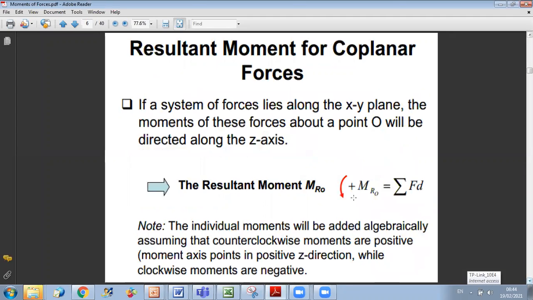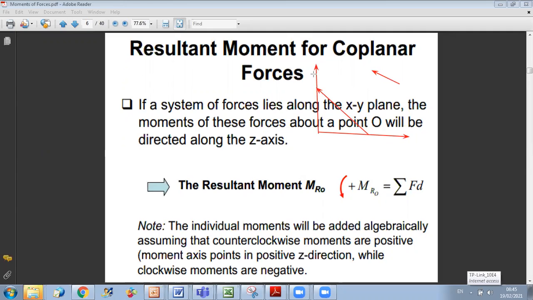Now, if a system of forces lies along the xy plane, the moments of these forces about point O will be directed along the axis. So if I have a 2D problem, all my forces are in one plane, then I can be sure that the moment will be perpendicular to this plane, because we have seen together that if I have a force in the xy plane, can this force produce a moment about x or y? No. Why? Because it's passing by these axes.